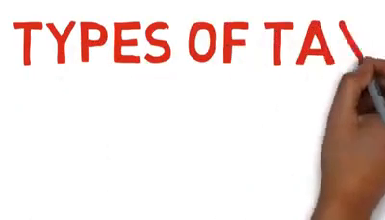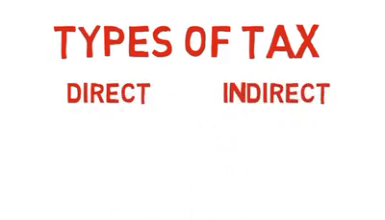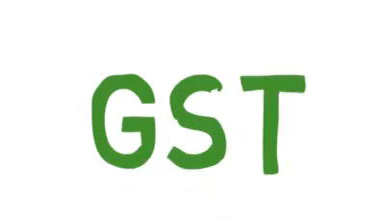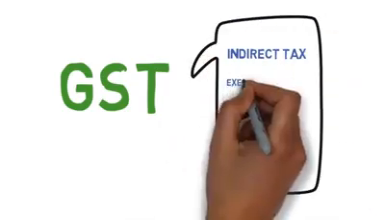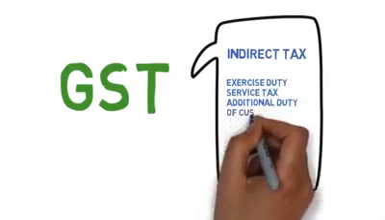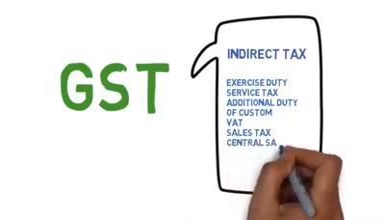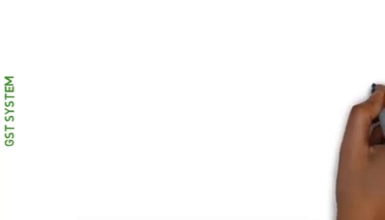There are actually two types of taxes. One is direct tax and the other is indirect tax. GST will replace all indirect taxes, which include excise duty, service tax, additional duty of customs, VAT, sales tax, central sales tax, entertainment tax, luxury tax, etc. So the question is, how is GST different from the current taxation system in India?